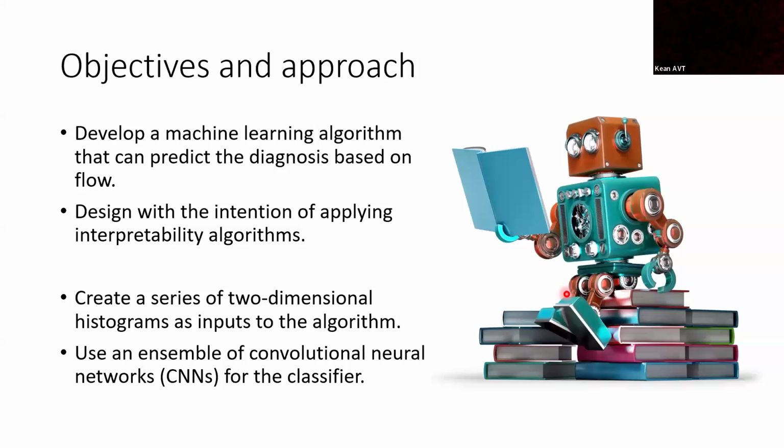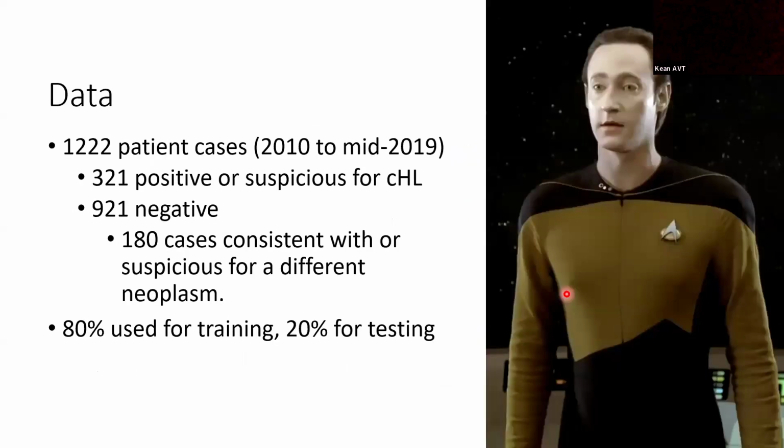Okay, so what was our approach? So we decided to develop a machine learning algorithm that can predict the diagnosis based on the flow cytometry. We also wanted to design it such that we could apply the interpretability algorithms that I talked about earlier. So we can try and understand how the algorithm is working. So our approach was to create a series of two-dimensional histograms as inputs to the algorithm. And then we would use an ensemble of convolutional neural networks as the classifier.